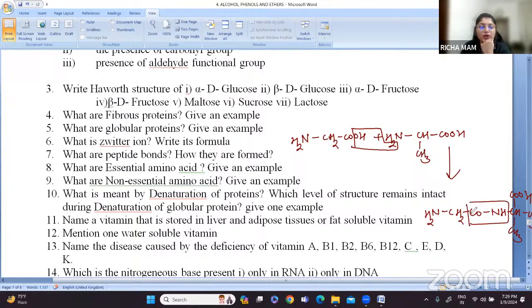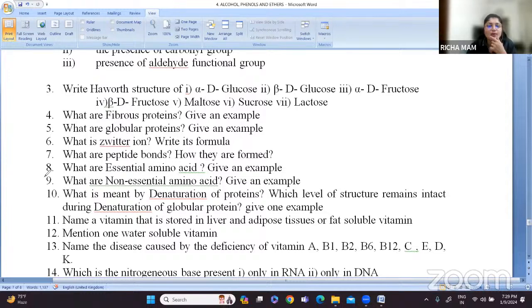So when two amino acids are combined, one peptide bond is formed. So what are peptide bonds? A bond which is formed by the condensation of amino acids with the elimination of a water molecule. How are they formed? By elimination of a water molecule. So this is the explanation you are supposed to give.